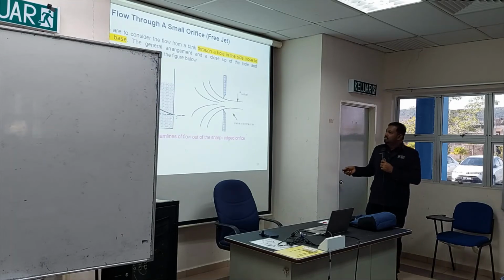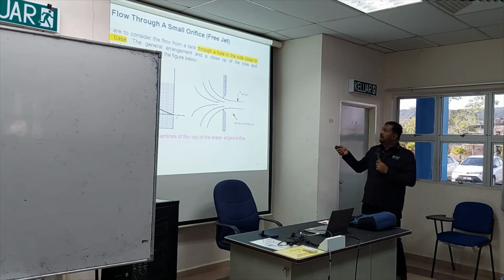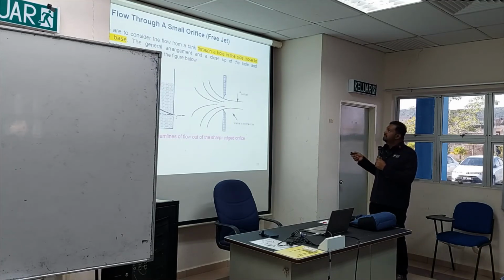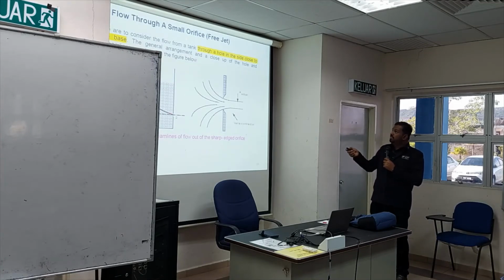So example lah. So there can be a flow through the small orifice, ataupun kita panggil as free jet. Dekat bawah kalau you buka gabus tu, air akan keluar. So which will create a water jet ataupun free jet. So we consider the flow from a tank through a hole in the side close to the base. Selalunya kita takkan ada lubang ni dekat bawah lah. It's at the particular height. So from free surface to this opening ataupun kita panggil as orifice is height h.